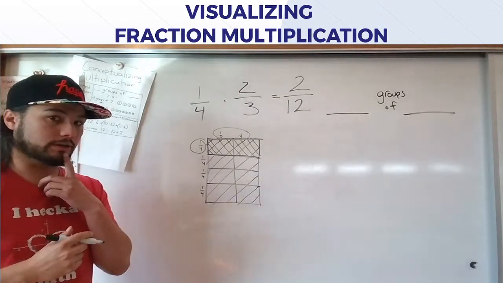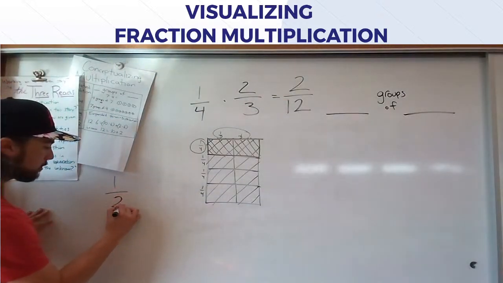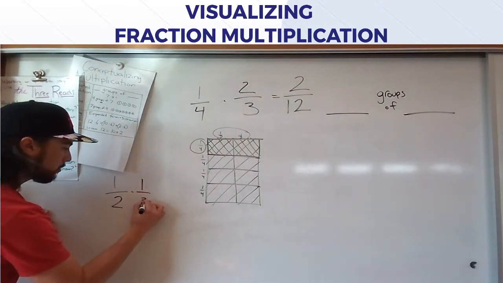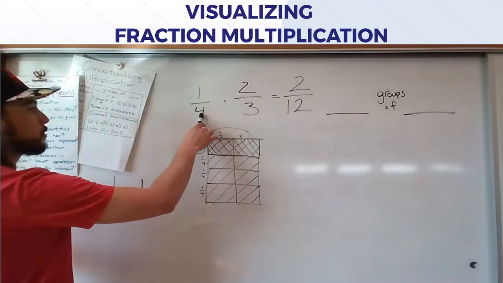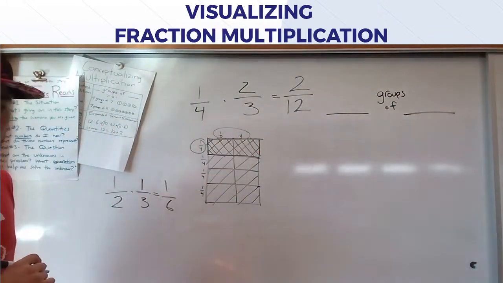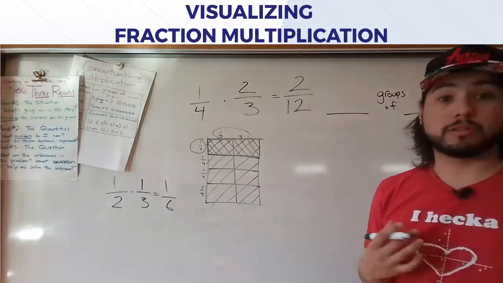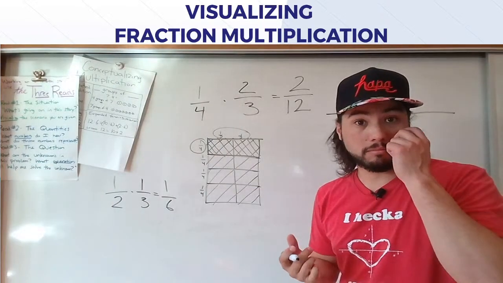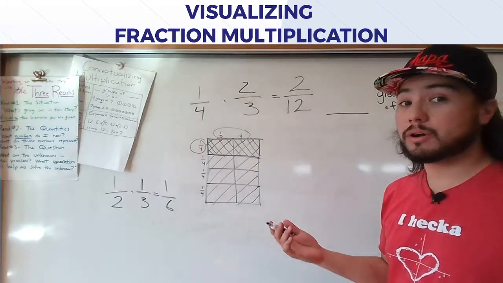And some of you are starting to notice a pattern here. We had 1/2 times 1/3 equals 1/6. We had 1/4 times 2/3 equals 2/12. And this gets us to our standard algorithm, or the most straightforward algorithm, for multiplying fractions: we multiply straight across.